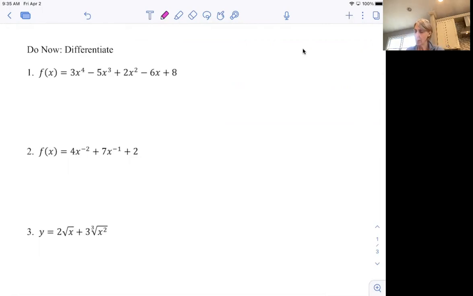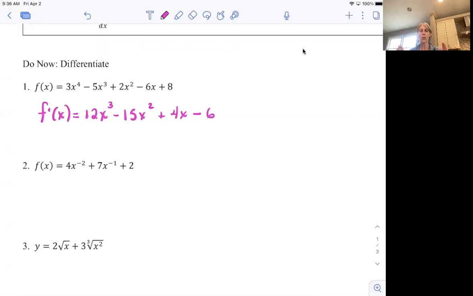Differentiate, find the derivative. If f of x equals 3x to the fourth minus 5x cubed plus 2x squared minus 6x plus 8, to take the derivative, we go term by term. 12x cubed minus 15x squared plus 4x minus 6. Remember, when it's just a plain old x, it's just the number out in front. And then the 8 just becomes a 0, so we don't even bother with it. Just to remind you, this saves you the trouble of doing the definition of the derivative once we know these rules.